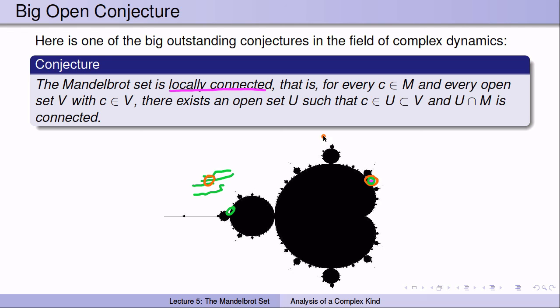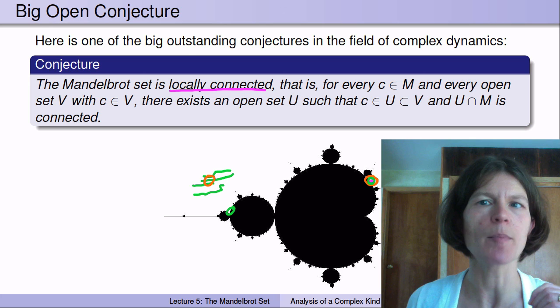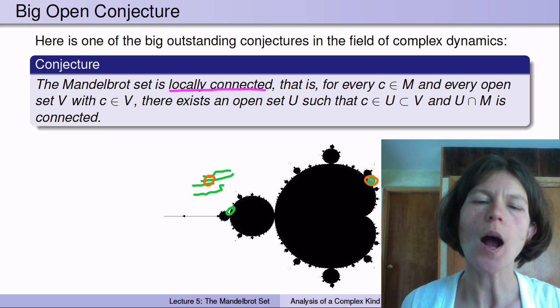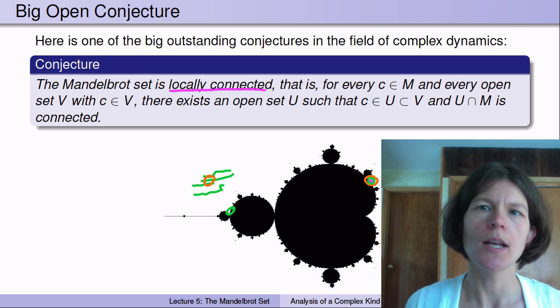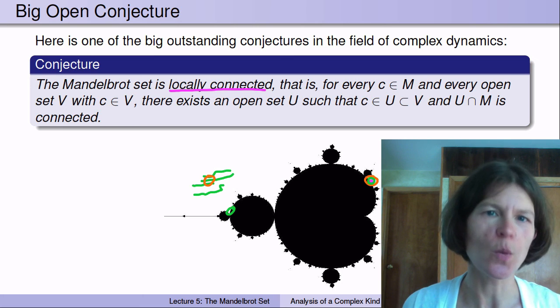This is an outstanding conjecture, which means it has not been proved to be true. It is known that the Mandelbrot set is connected, but it is not known that it is locally connected. This is considered one of the big outstanding conjectures in the field of complex dynamics. The reason why this is such an important conjecture goes beyond the scope of this course.